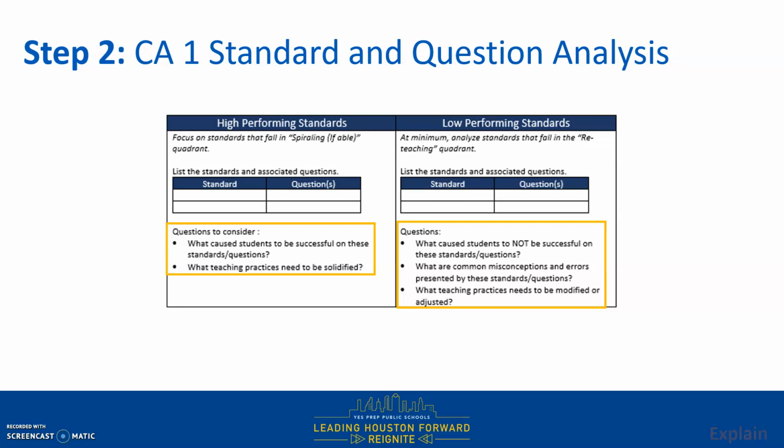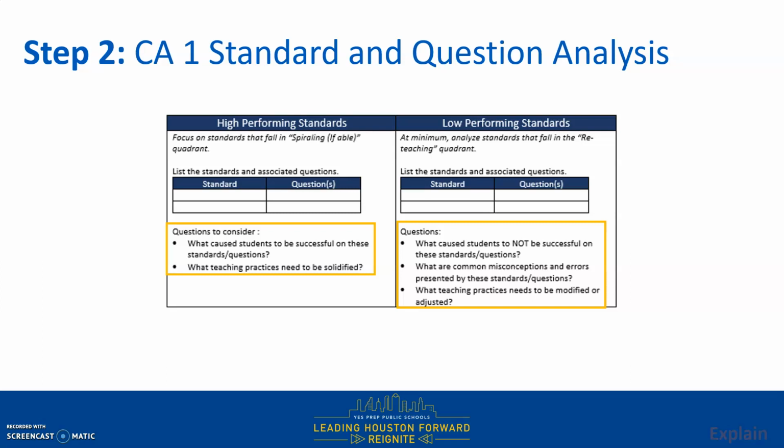So in the same phase, in step 2, when you're looking at standards and questions, you're going to take a second to go ahead and list those standards and the question numbers out so that you have an easy reference place to go back and see how students performed on specific standards and questions. And then you're going to reflect on a few things.